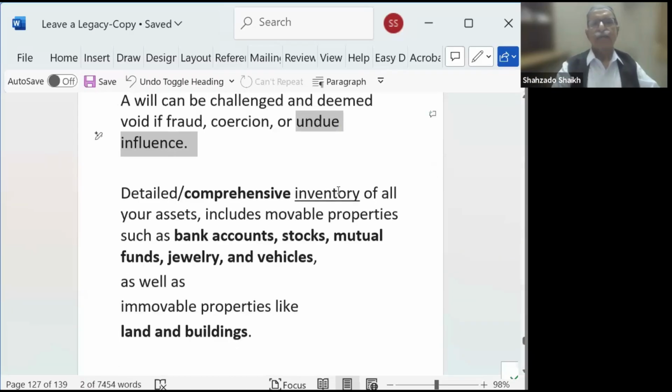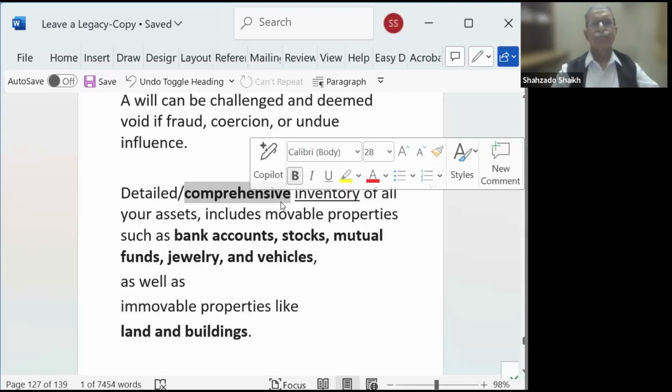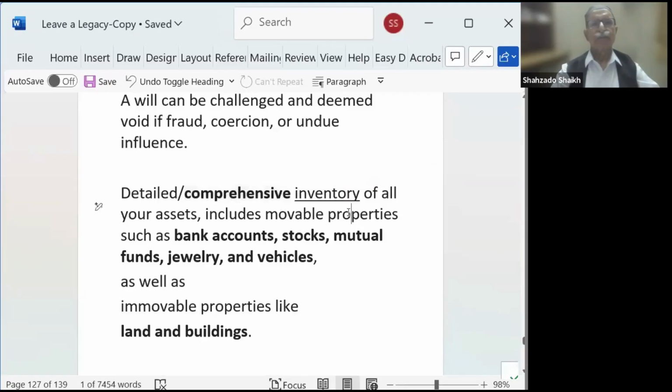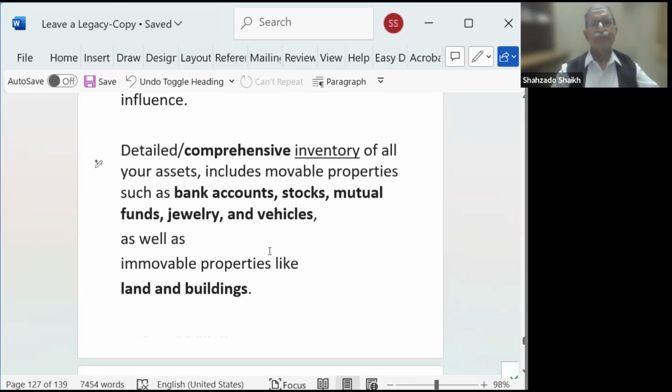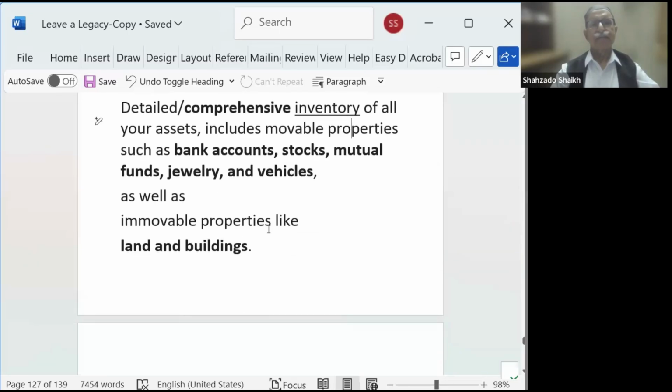Detailed, comprehensive inventory of all the assets. I have highlighted this comprehensive inventory. It includes movable properties such as bank accounts, stocks, mutual funds, jewelry, and vehicles, as well as immovable properties like land and buildings.